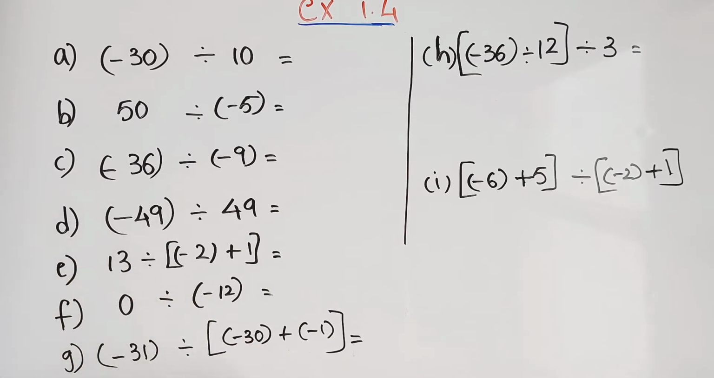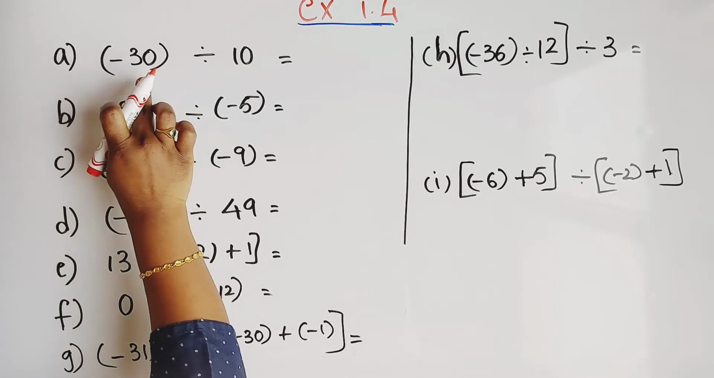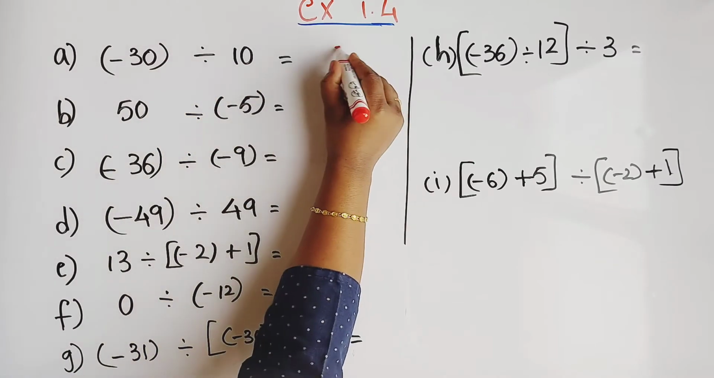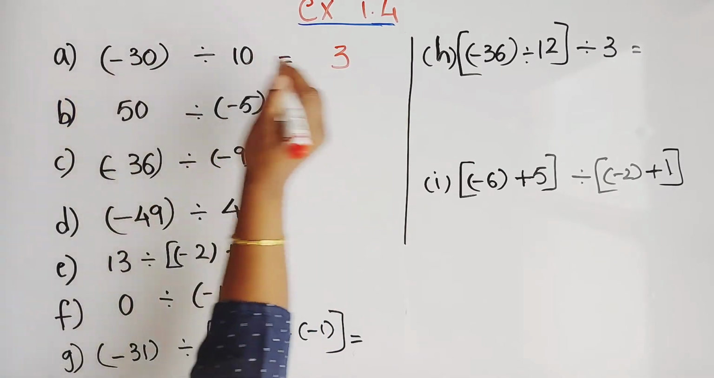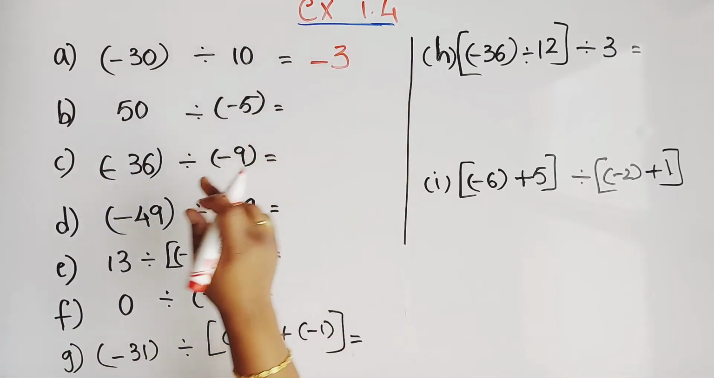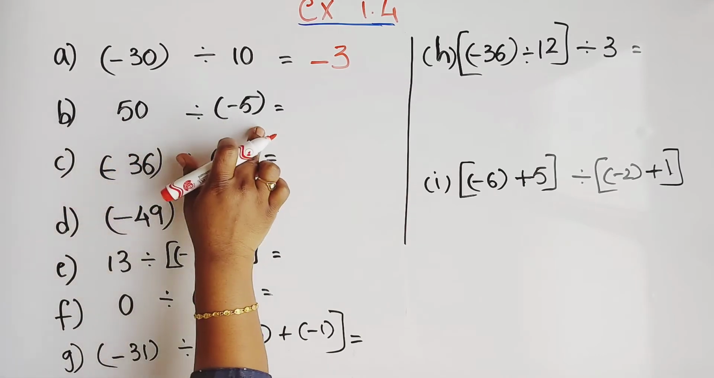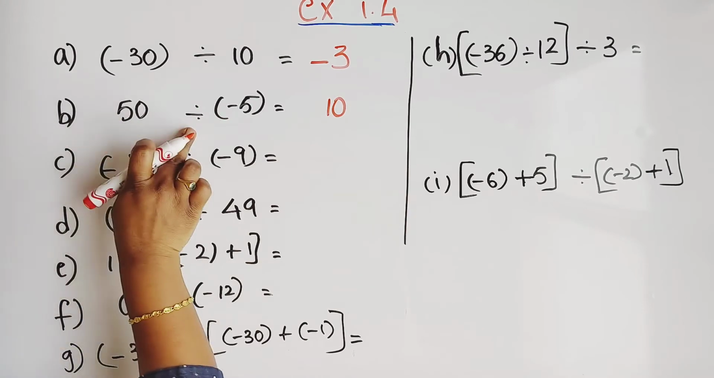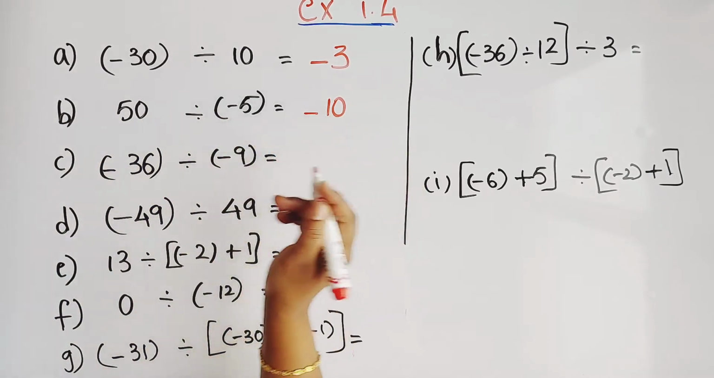Evaluate each of the following. They have given some divisions. We have to give solutions for these questions. First question A. Minus 30 divided by 10. We know 30 divided by 10 is 3. Here one minus is there. So answer is minus 3. Next, 50 divided by minus 5. 5 tens are 50. Plus divided by minus is minus.